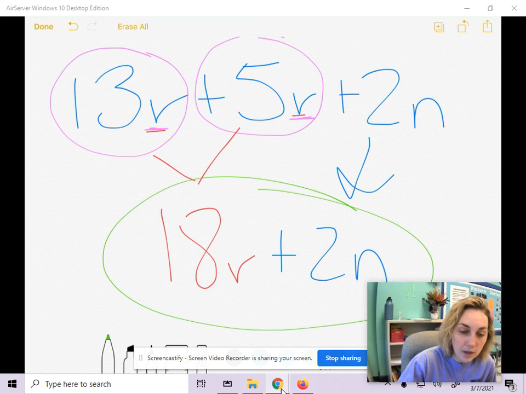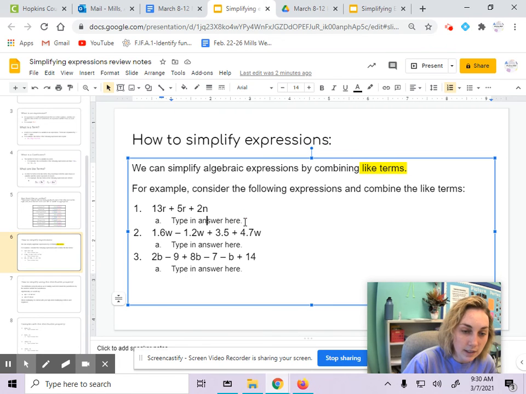So what we can do is we can go back to our notes and we can write down where it says type in answer here, 18r, and we're going to add that by 2n. All right, so the next one we have, this is going to be a lot to write up. We have 1 and 6/10 w. We're going to subtract that by 1 and 2/10 w. We're going to add that by 3 and 5/10, and then we're going to add that by 4 and 7/10 w. Alrighty, so let's go ahead and combine these terms.